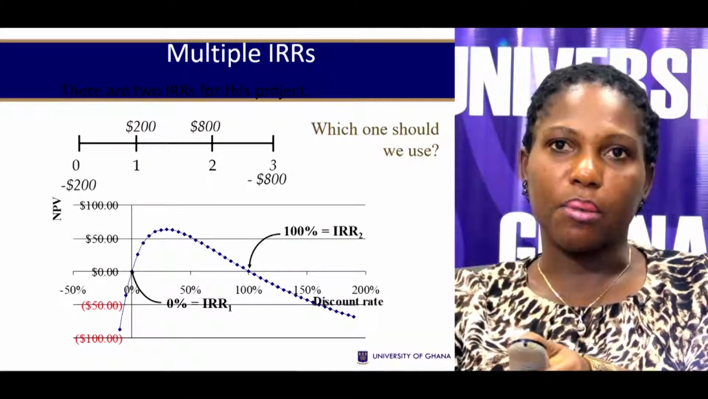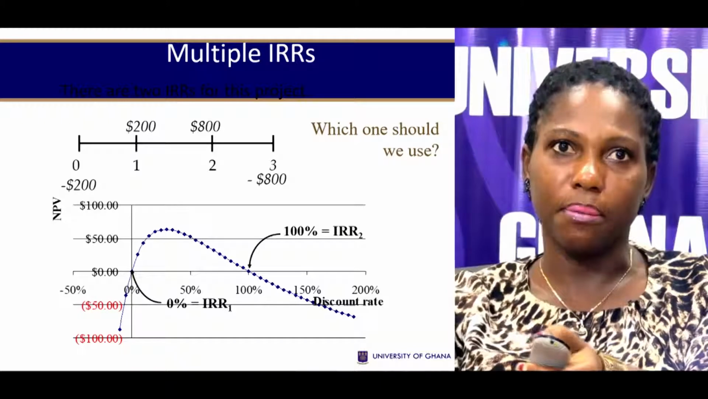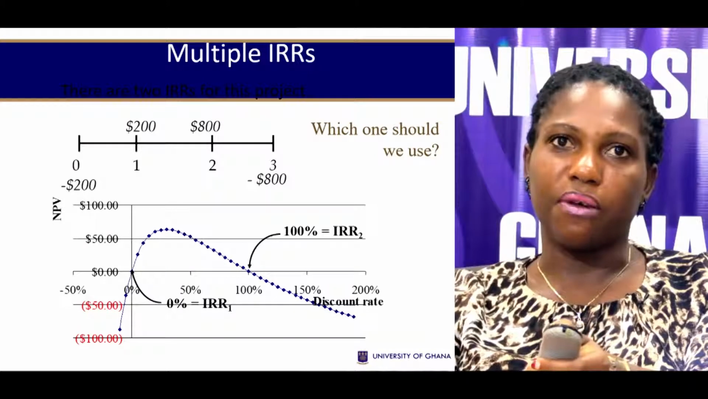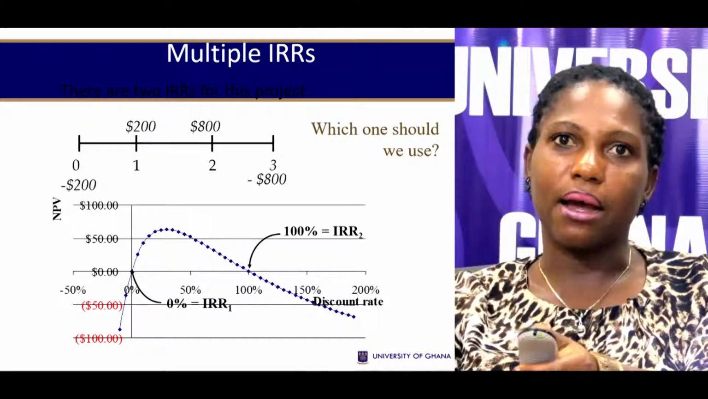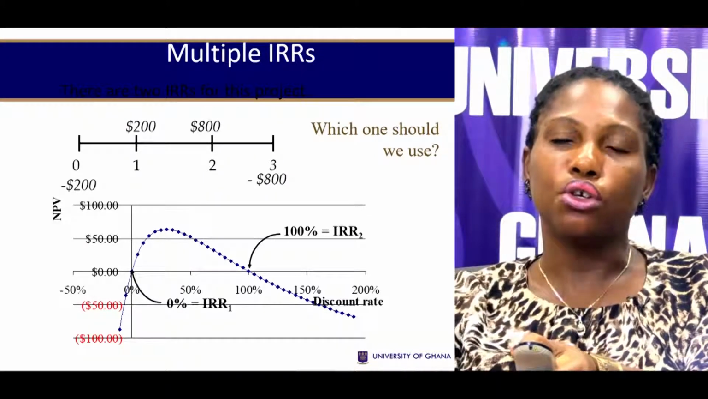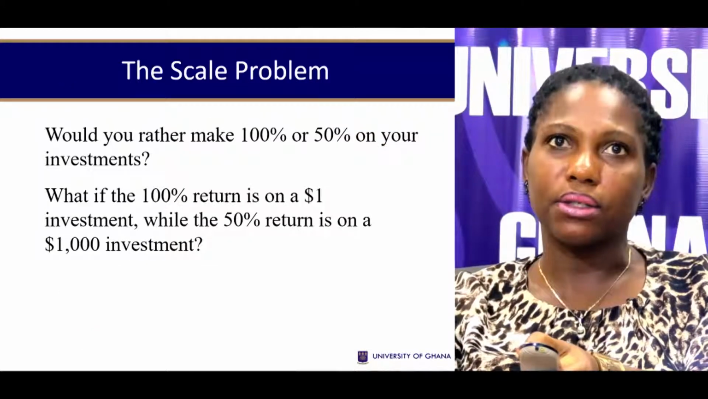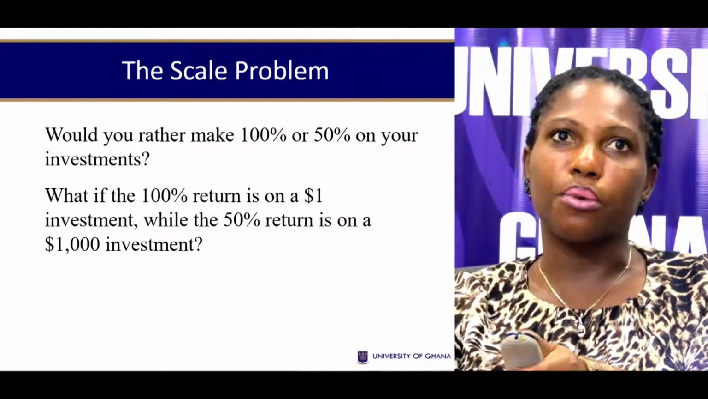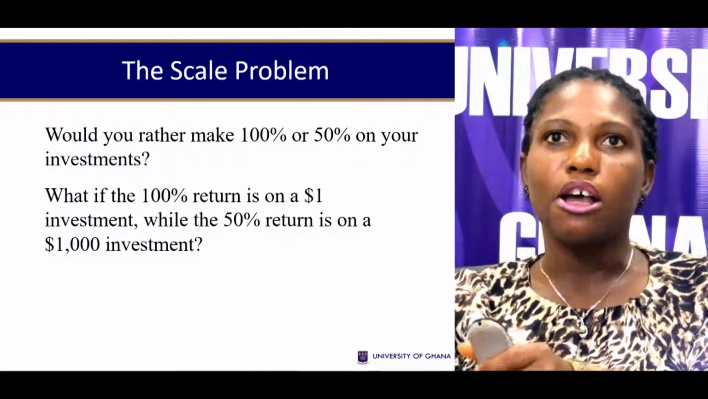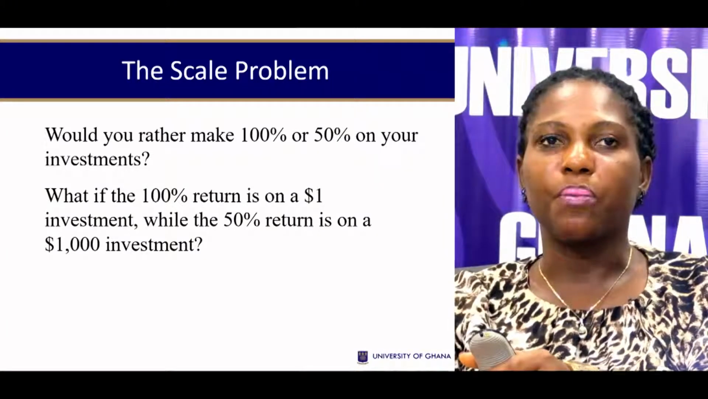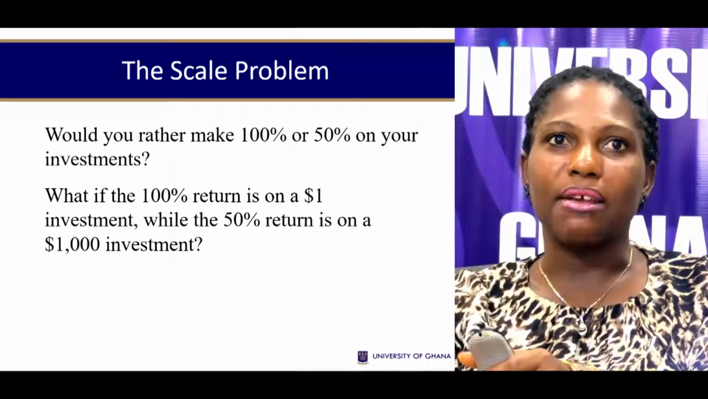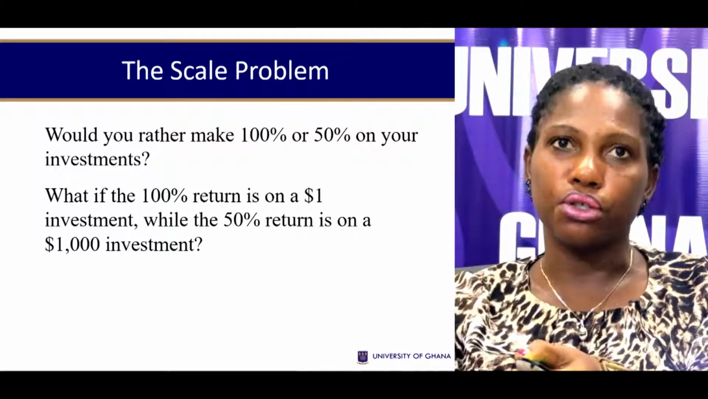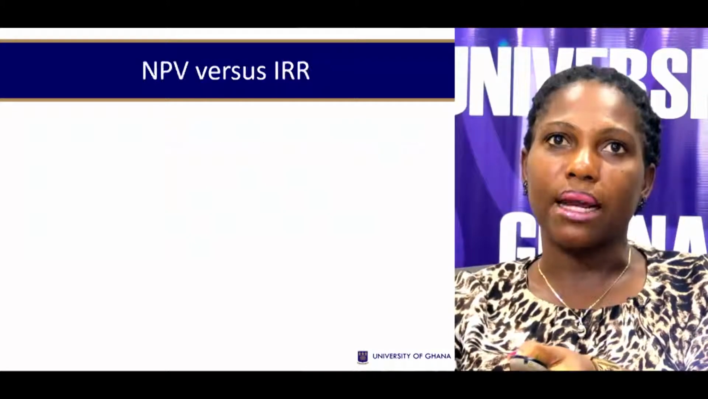Now, let's look at the case of the multiple IRR in a graphical form. And so we see that every time the NPV profile crosses the x-axis, we have an IRR. So the question is, which one should we use in making our decisions? And then this is just a clarification of the scale problem. Would you rather make 100% or 50% on your investment? If the 100% were on a $1 investment and the 50% were on a $1,000 investment, which one would you choose? I'm sure we all know the right answer.